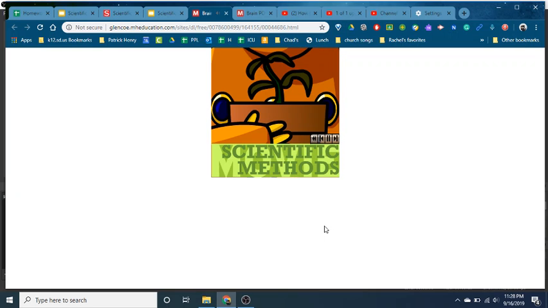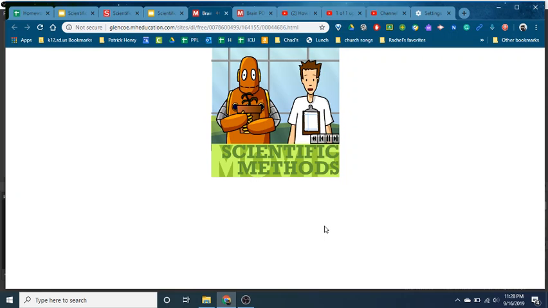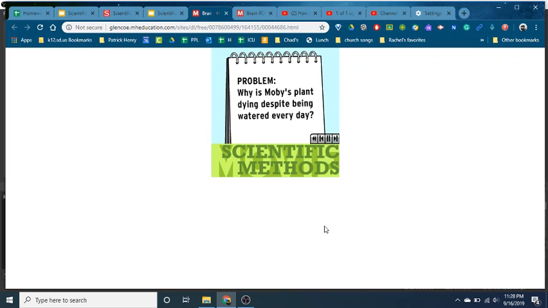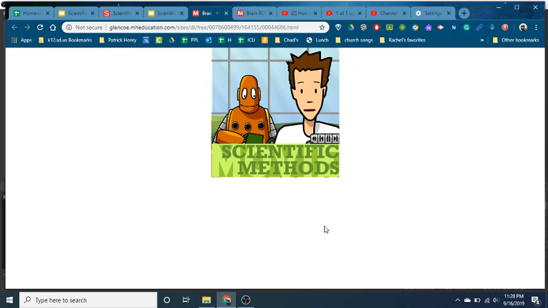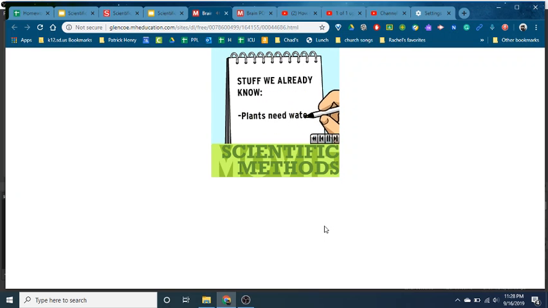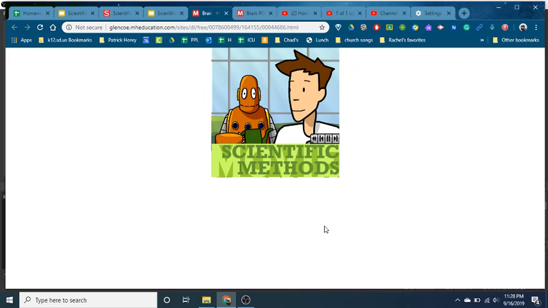Looks like Moby's having the same problem with his plant. The first step in scientific problem-solving is to recognize the problem. Right. The plant is dying even though it's getting water every day. Why? To solve this problem, we first need to understand what we already know. Okay, plants need water. What kind of plant is that?